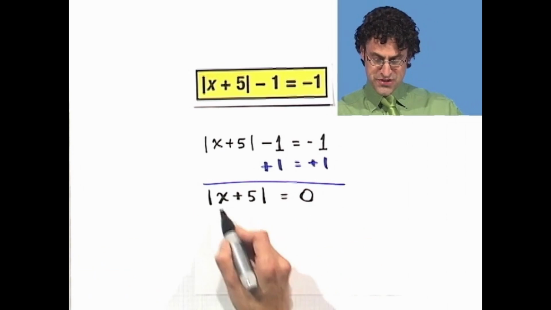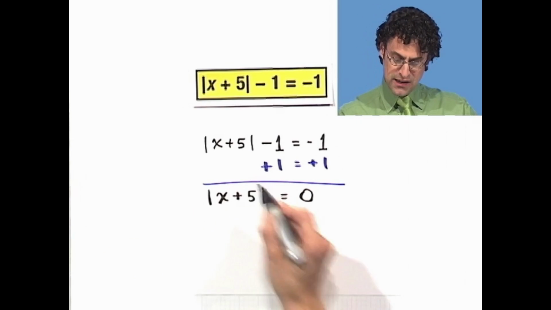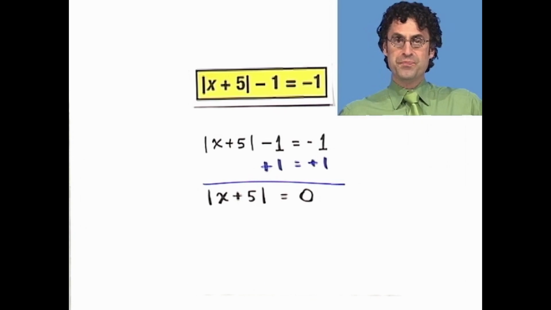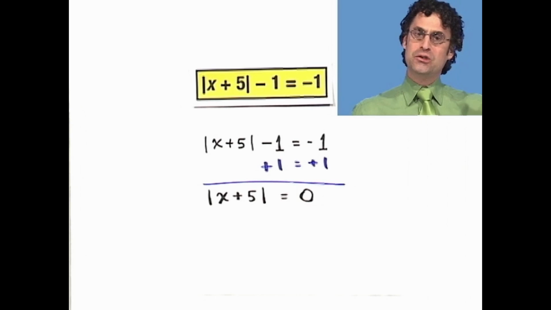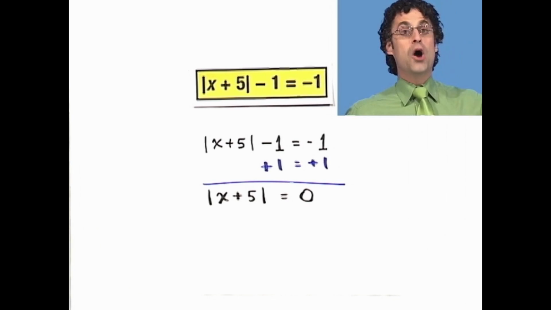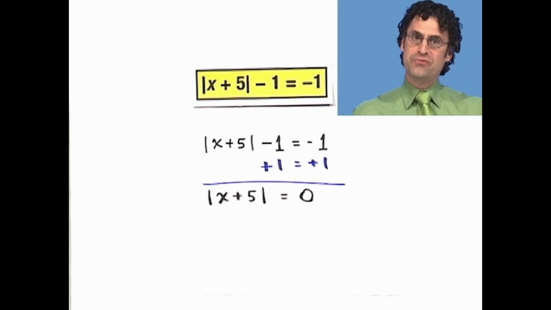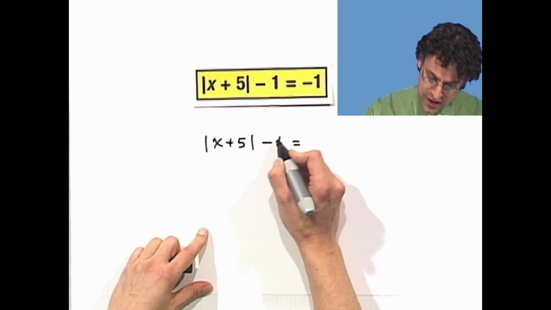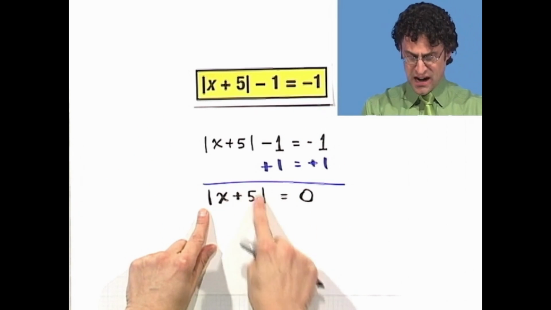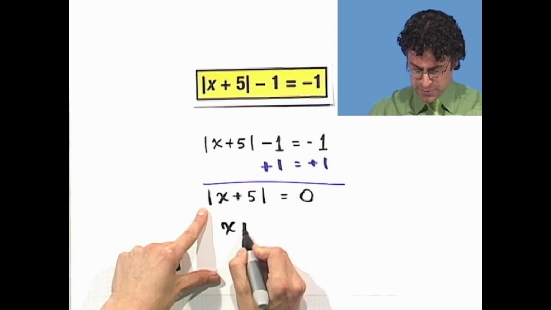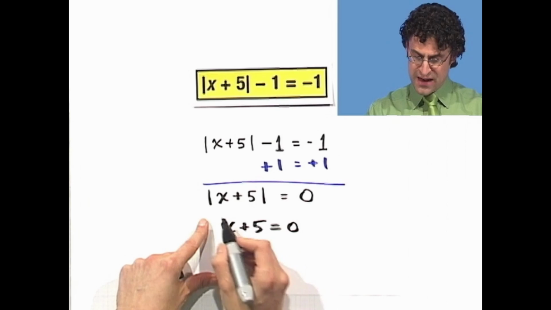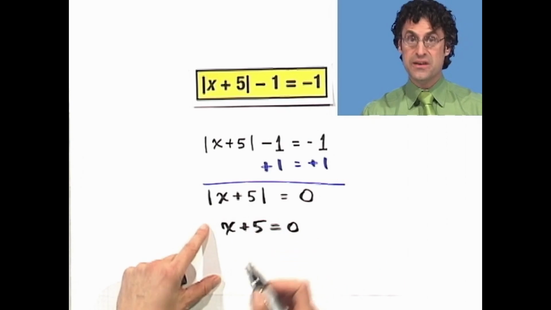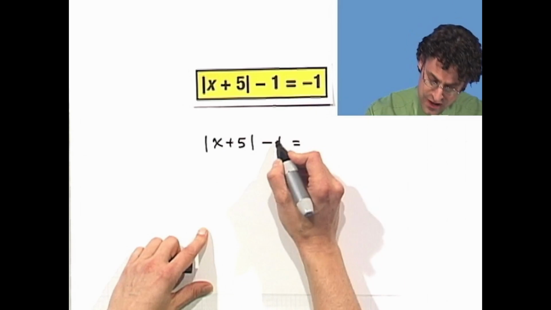Well, wait a minute. This thing inside of the absolute value has absolute value 0. The only number that has absolute value 0 is 0. So in fact, the thing inside the absolute value, the x plus 5, has to equal 0. Very special case. When I have an absolute value equaling 0, the stuff inside the absolute value equals 0. Well, now I'm home free.